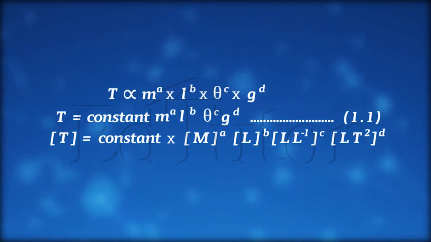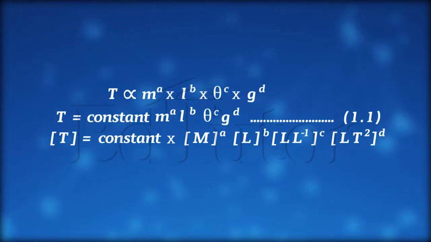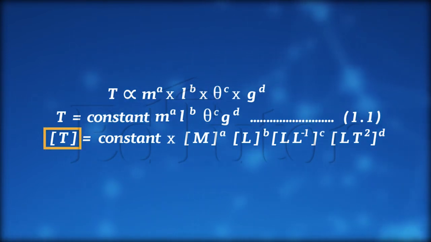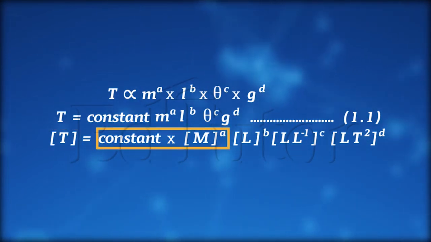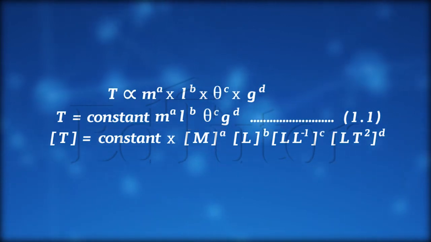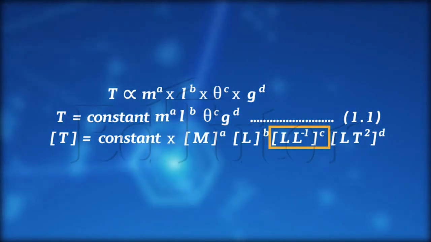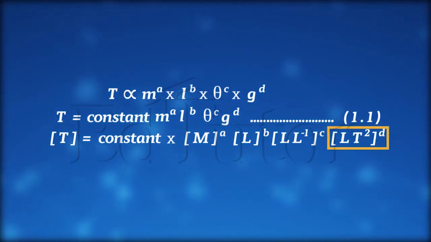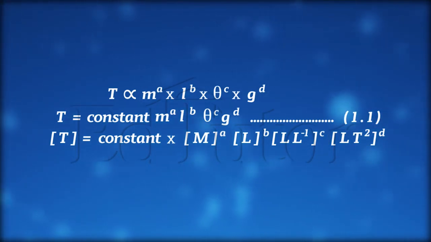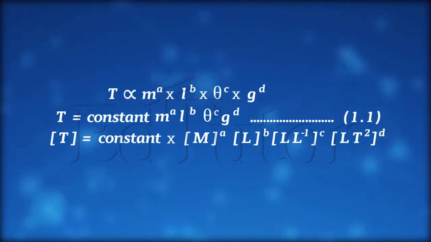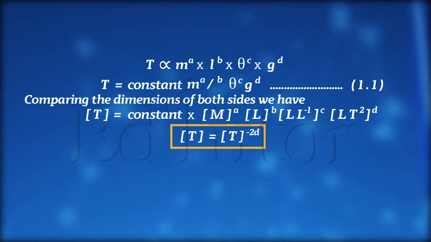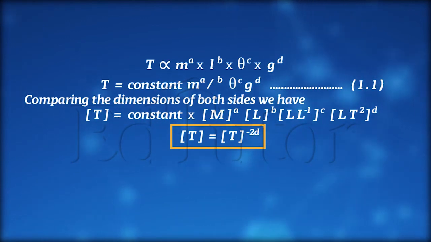Now, we can write this equation in the form of dimensions. T is equal to constant multiplied by M to power a multiplied by L to power b, times L L^-1 raised to power c, times L T^-2 raised to power d. Theta is a dimensionless quantity, so by convention, we write it as L L^-1, which shows theta has no dimensions. Now, we compare the powers on both sides.